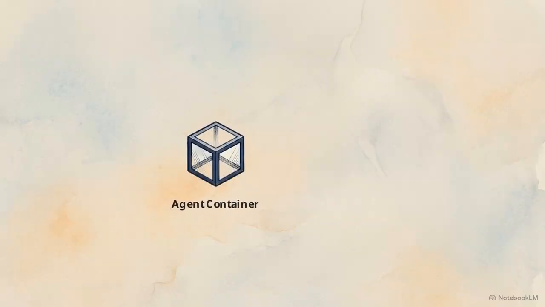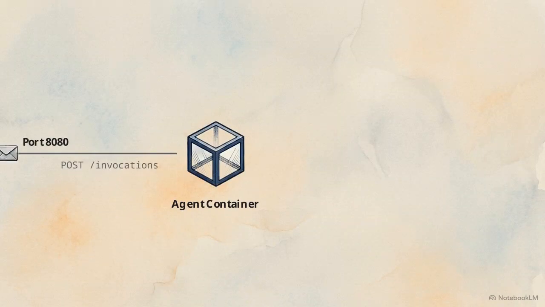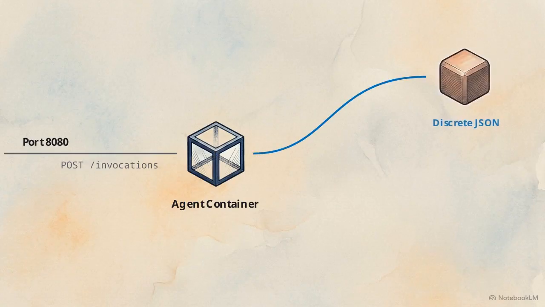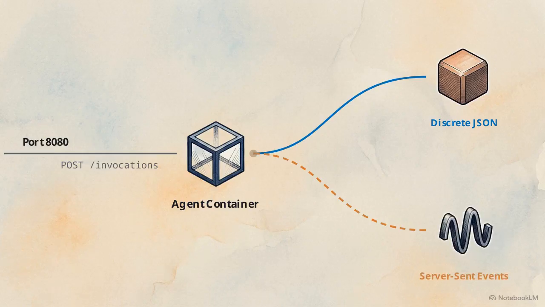Traffic flows into port 8080, routing to the /invocations path. The incoming payload must follow the application/JSON structure. The container processes inputs synchronously. Then the outbound path splits, a solid blue line for discrete JSON, or a segmented orange line for server-sent events.